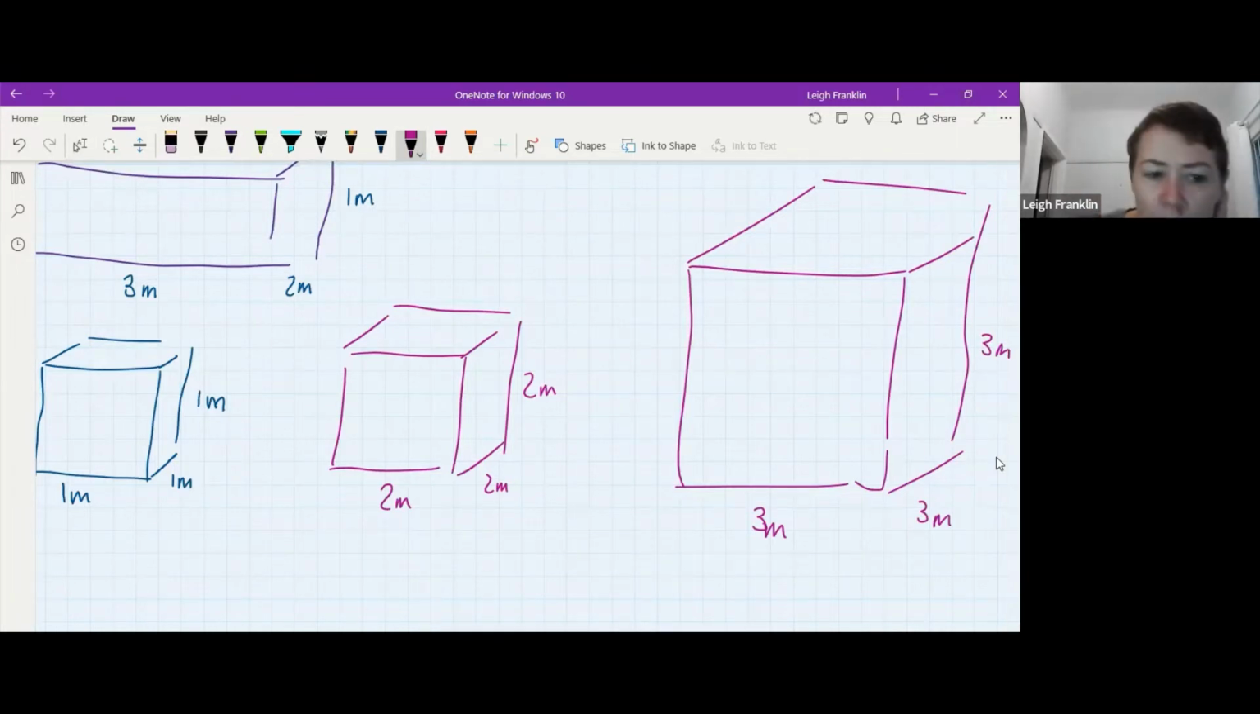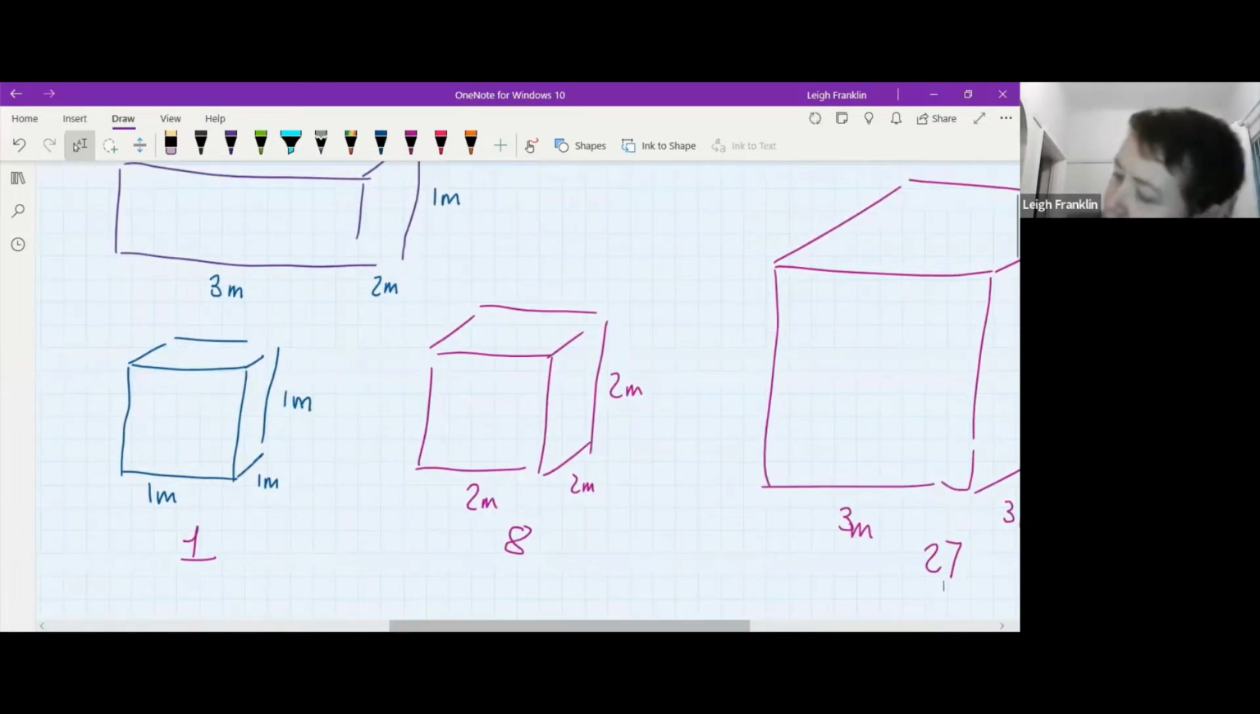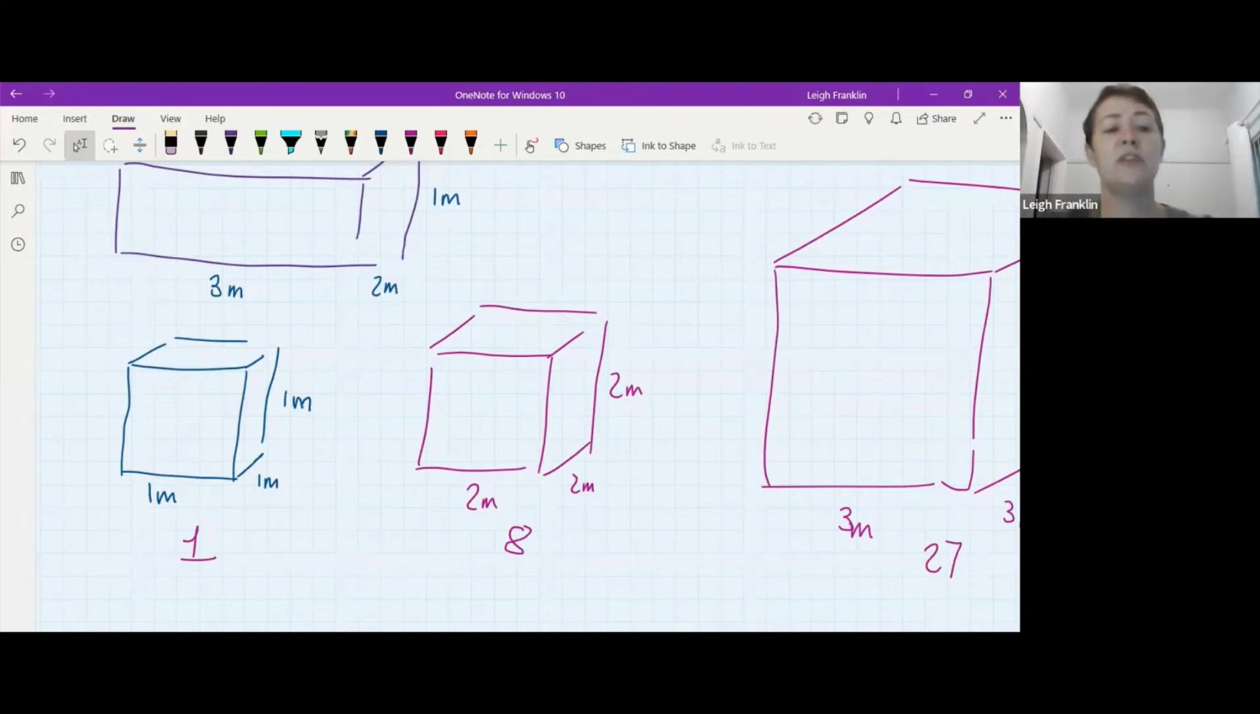All right, so 1 times 1 times 1 is 1. That's the first perfect cube. 2 times 2 times 2 is 8. That's the second perfect cube. And 3 times 3 times 3 is the third perfect cube, and that would give us 27. Okay, anyway, so just like square numbers, do you remember square numbers made square shapes? Yes, ma'am. So you remember that. Okay, so cube numbers make cubes. Like square numbers make squares, cube numbers make cubes.